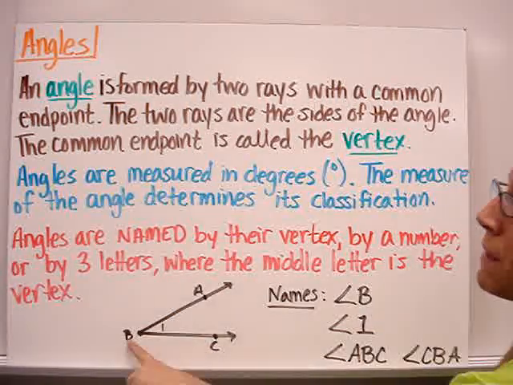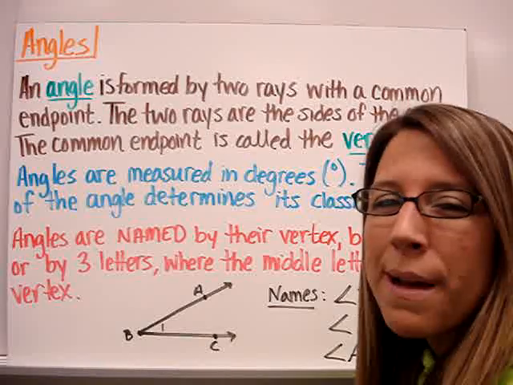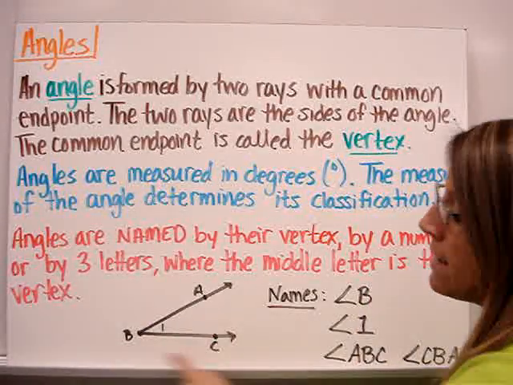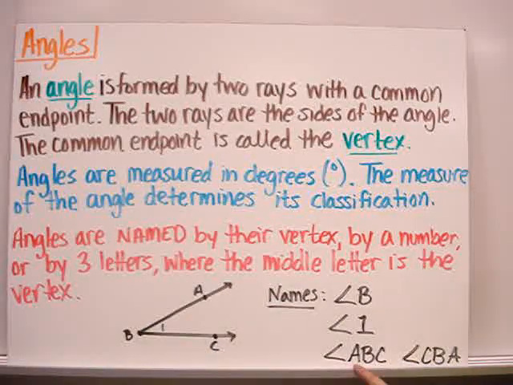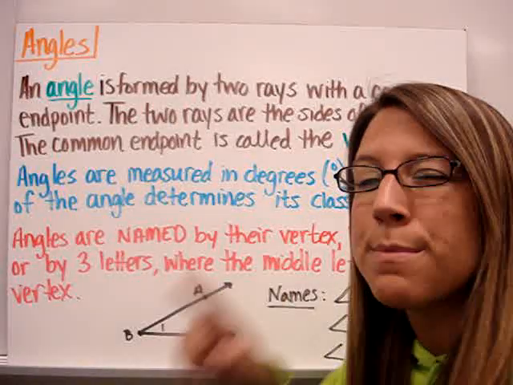We could call this angle B, because it's the only angle that we have right here. It's not really combined with any others. We could call it angle 1. We could call it angle ABC, or we could call it angle CBA. But either one that you choose, make sure that the B is in the middle for this particular angle. The vertex has to be that middle letter.